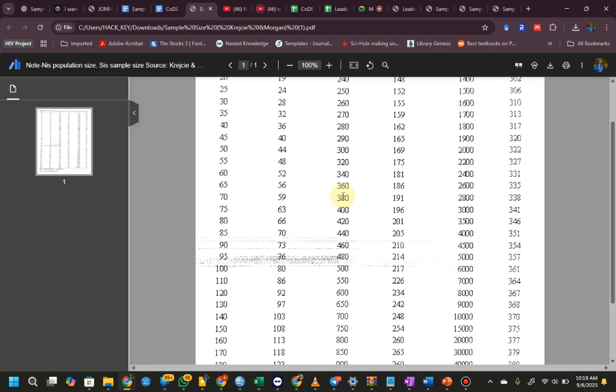Oh, okay. So it is 191. Good. Is that 191? Okay, I was on the other side. Yes, that's why I intentionally didn't highlight it. For 380, the sample size is 191. Yes, please. What about the sample size for 7,000?